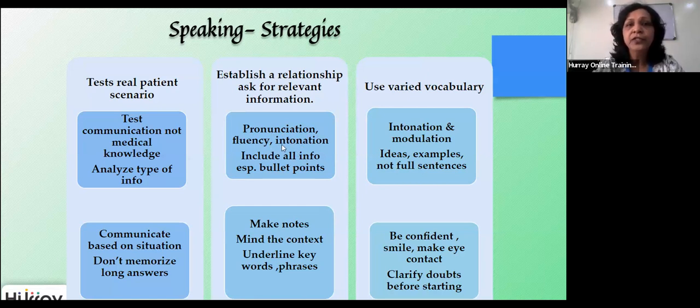Take care that your pronunciation is correct. Speak fluently without too many fillers. Overuse of fillers will bring down your marks on fluency. And check your intonation. Include all information, especially which are in the bullet point. You can make notes during the 3 minutes of preparation and mind the context. You can underline the keywords and the phrases.